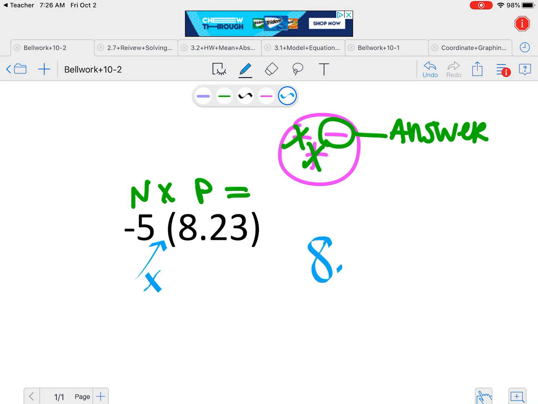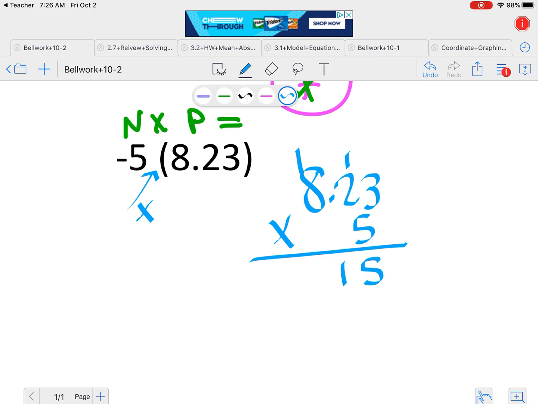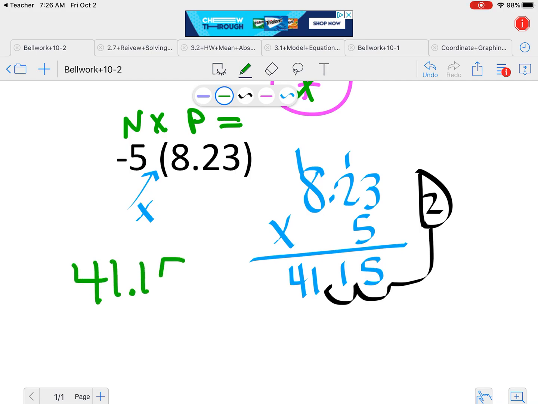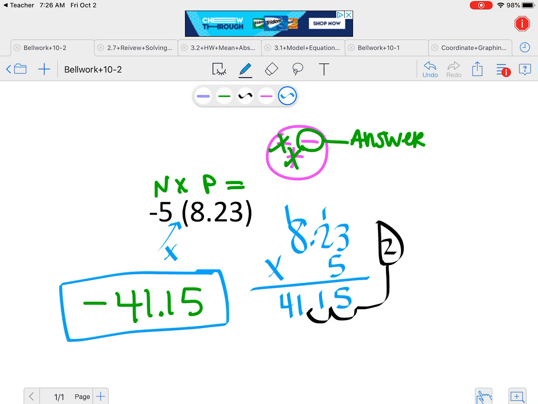I'm going to put my question, 8.23 times 5. 5 times 3 is 15. 5 times 2 plus 1 is 11. 5 times 8 plus 1 is 41. Now this question, when I look at it, there are 2 digits behind the decimal. So I need to come down here, 1, 2, and then stop. I'm going to say my answer is 41.15, but I need to go back and look up here. We said the answer was supposed to be a negative, so I do have to put the negative sign with it, otherwise it is not correct.